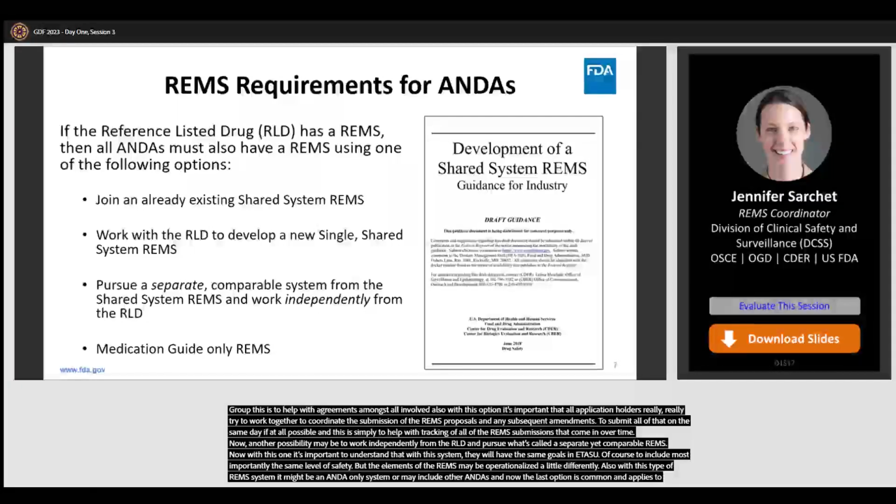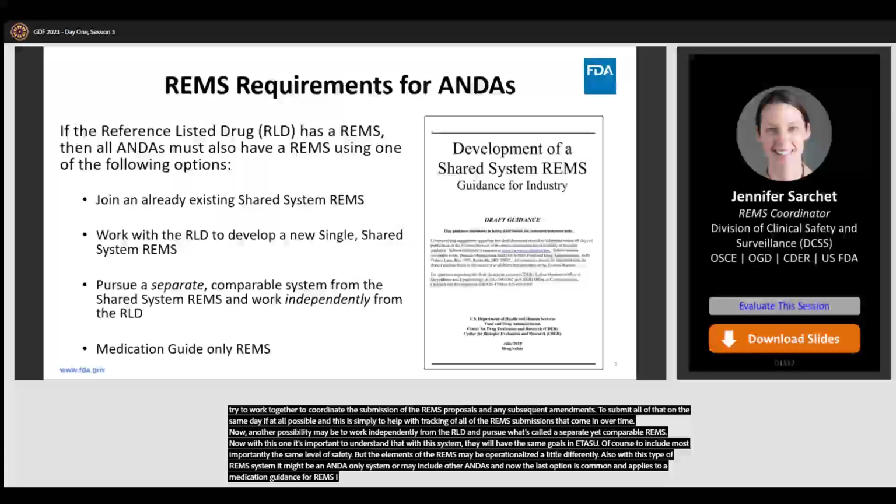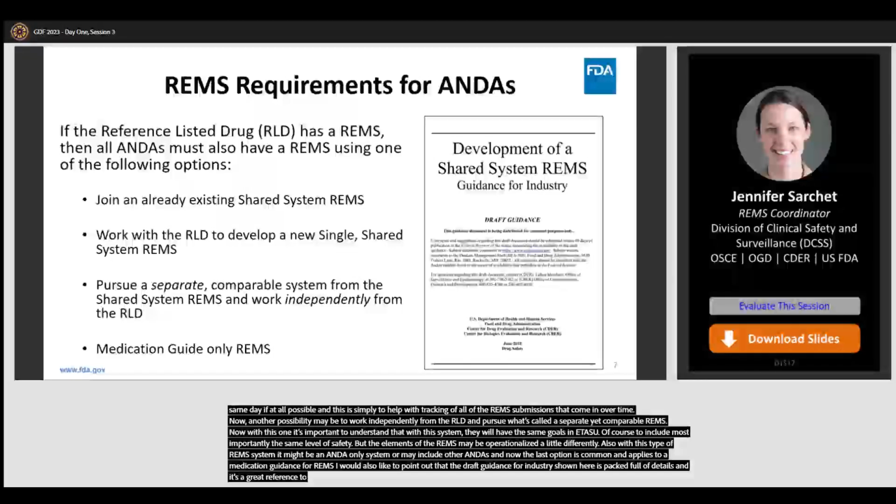I'd like to also point out that the draft guidance for industry shown here is packed full of details and is a great reference to use for developing a shared system REMS. So we highly recommend to check this out when navigating the different options we just discussed.